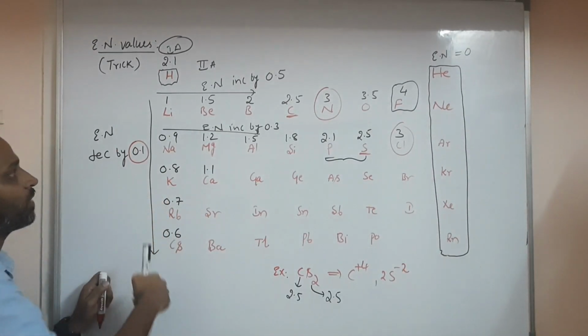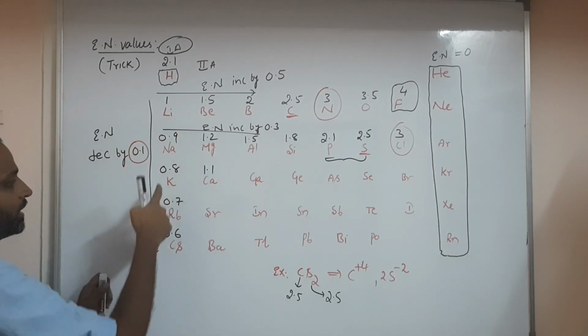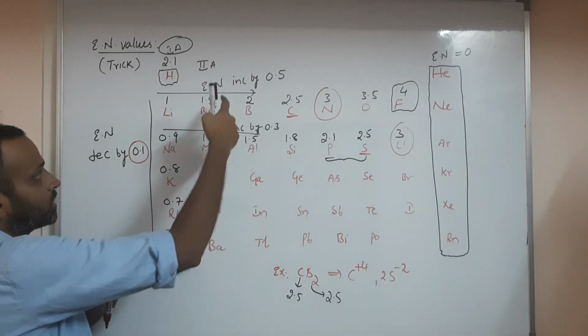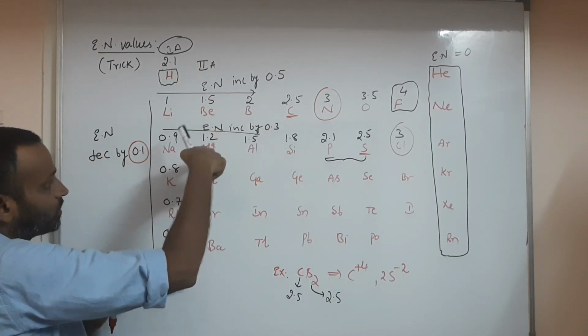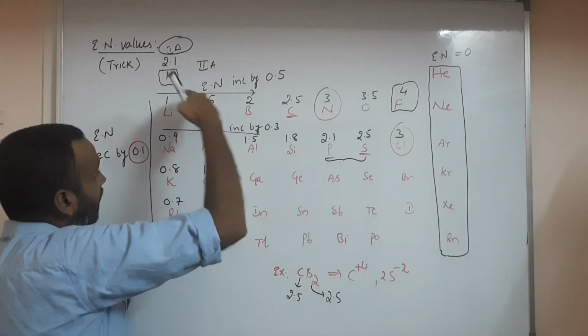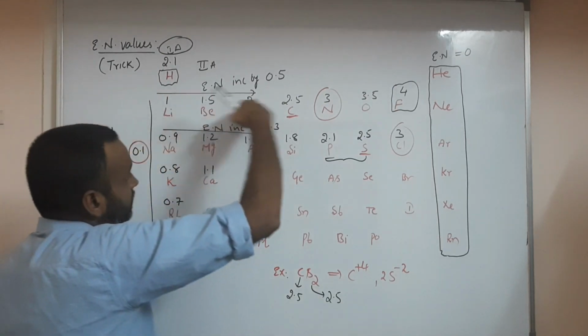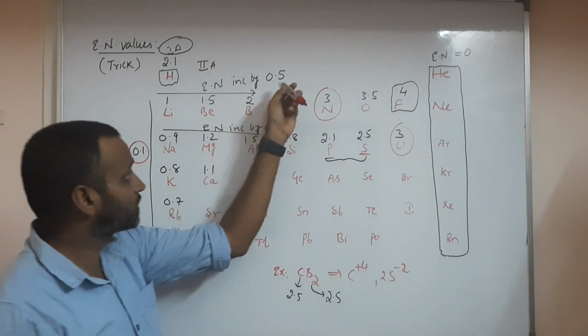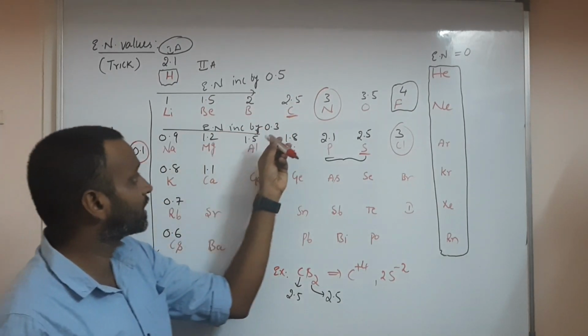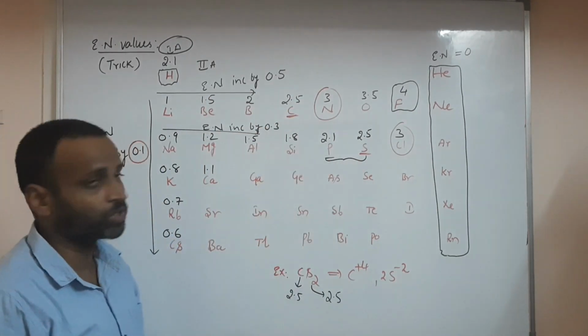Decreasing by 0.1. So 1, 0.9, 0.8, 0.7, 0.6, like that. So it's 1.5. In that way, it decreases by 0.1. Next, after this, write down the second period and third period. Second period increases by 0.5 and third period increases by 0.3, but up to phosphorus.